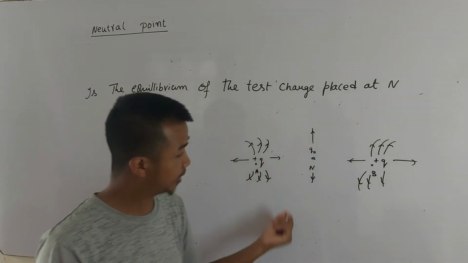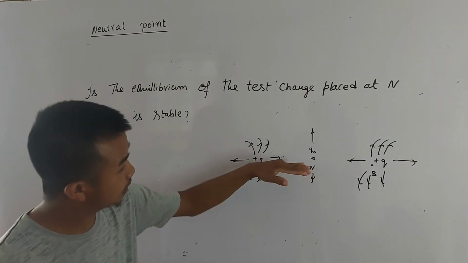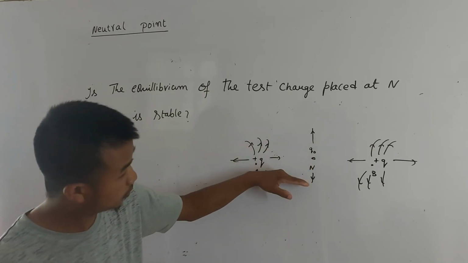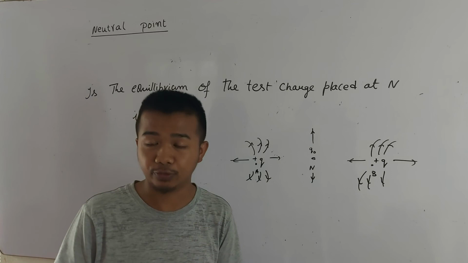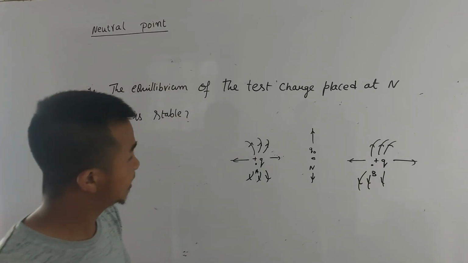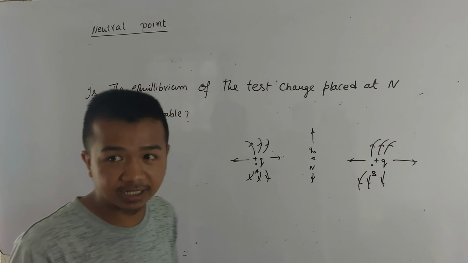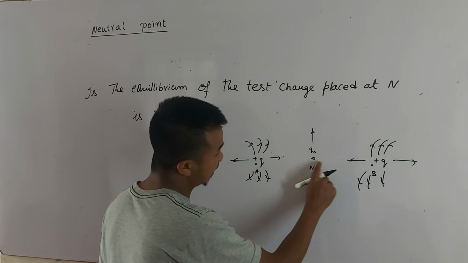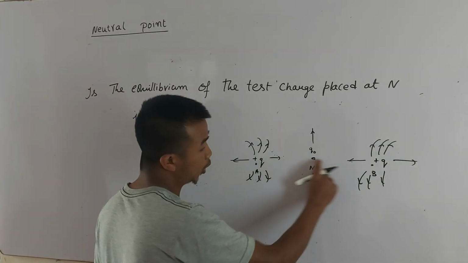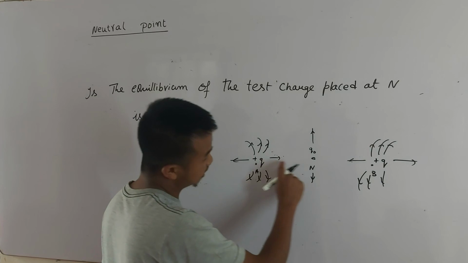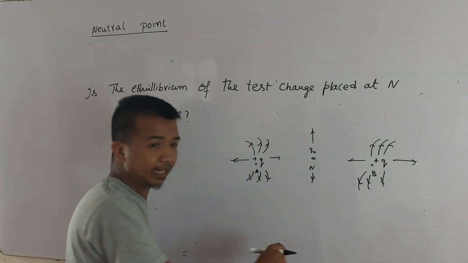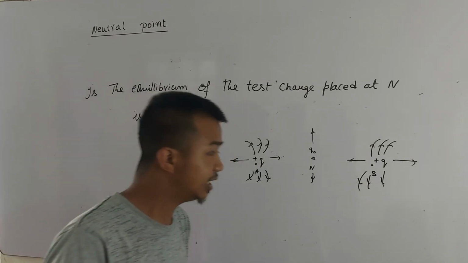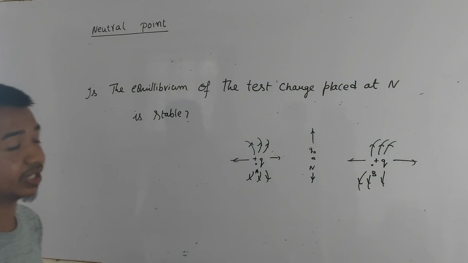So what we can see from here is that if Q0 is shifted a little bit above or below, it will not experience any restoring force. Since this test charge does not experience a restoring force in all directions, it experiences a restoring force along the horizontal, but along the vertical it does not experience any restoring force. Thus we can say that the equilibrium of the test charge is unstable.